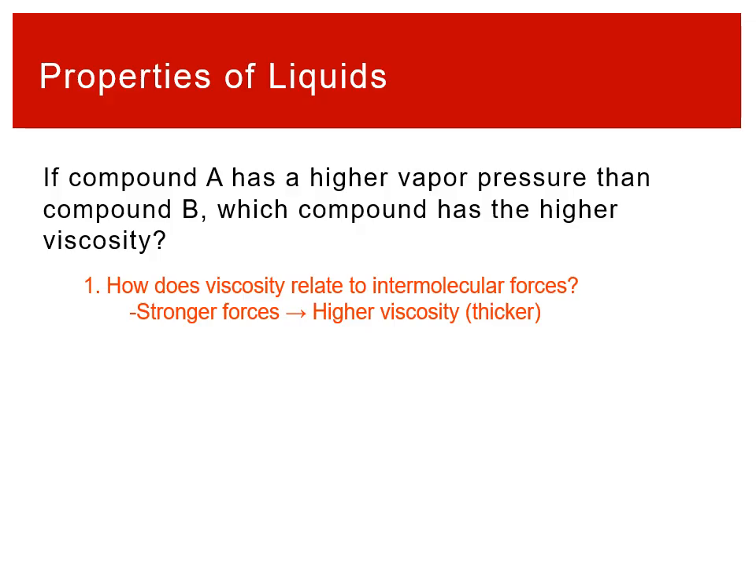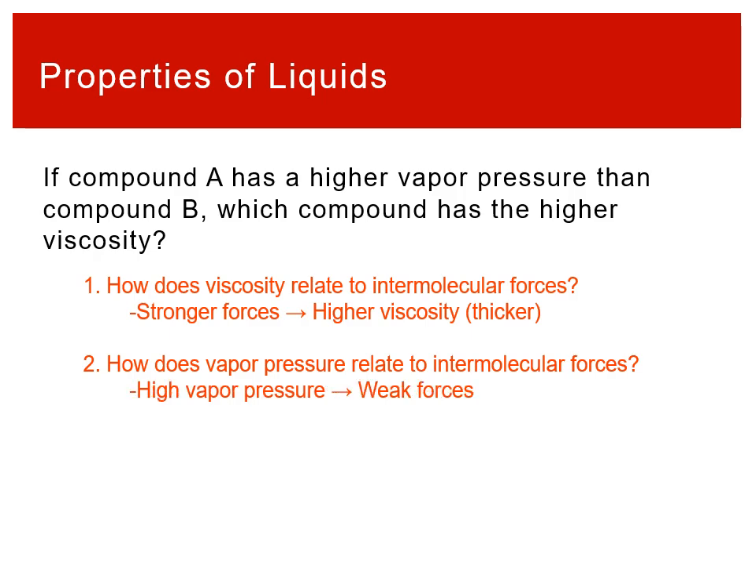Okay, so in order to determine the higher viscosity, what the question really is, is which compound has stronger intermolecular forces? Well, I don't know what the compounds are, so I can't draw their Lewis structures. But I do know the vapor pressure. I know that compound A has a higher vapor pressure than compound B. So how does vapor pressure relate to intermolecular forces? High vapor pressure means you have weak forces, right?